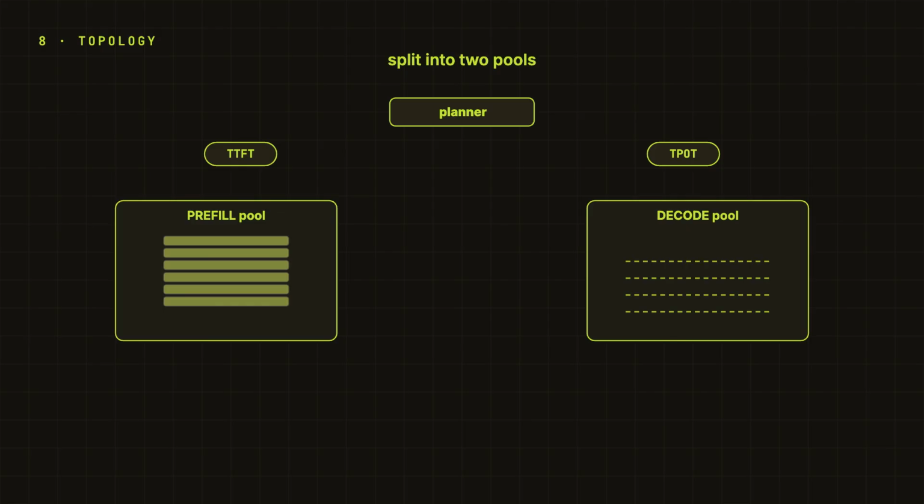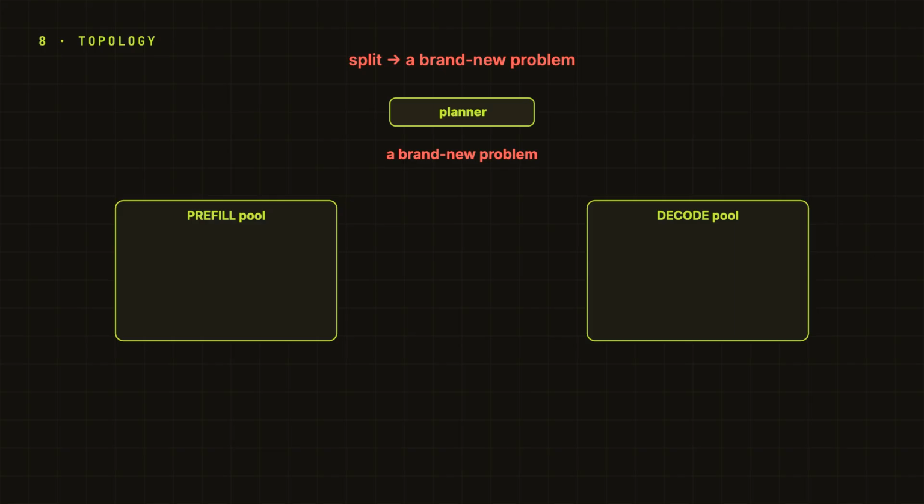And some systems take that all the way. They put prefill on one set of GPUs and decode on another. Dedicated readers, dedicated writers, clean idea. Each pool gets hardware suited to its job, and one heavy prefill cannot stall everyone else's stream. But the moment you split them, you create a brand new problem, and it's a very distributed systems one.